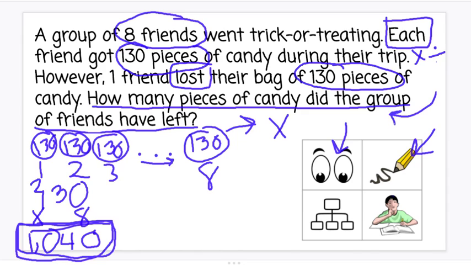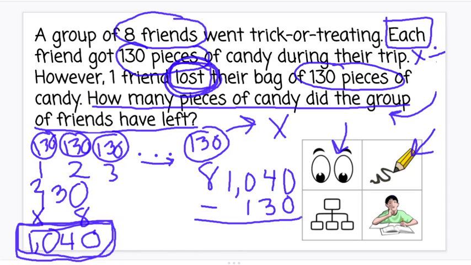It says, how many pieces of candy did the group of friends have left? Oh, yes, I remember. One friend lost their candy. So I know that the group had 1,040 pieces of candy, but then they lost 130. So if they are losing something, that means they are subtracting. So I need to subtract my total pieces of candy and the number of candies that they lost.